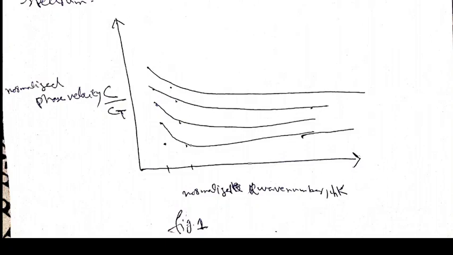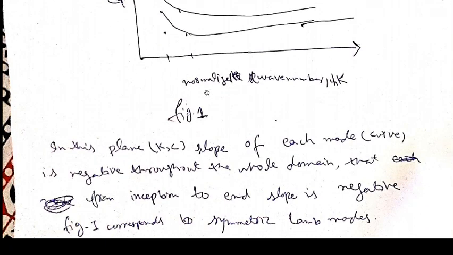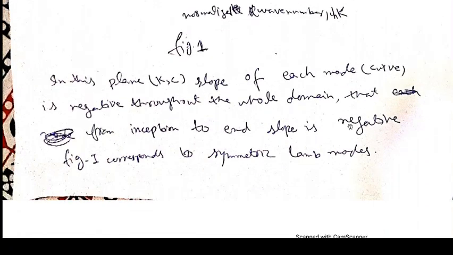It starts from here and ends somewhere here, where the wave number is very large. At the start it is negative, and up to the end it will have negative slope. What is slope? dc by dk, like dy by dx. So here y is c and x is k, so dc by dk is the slope, which is negative throughout the whole domain in this plane. I have written here that from inception to end the slope is negative.